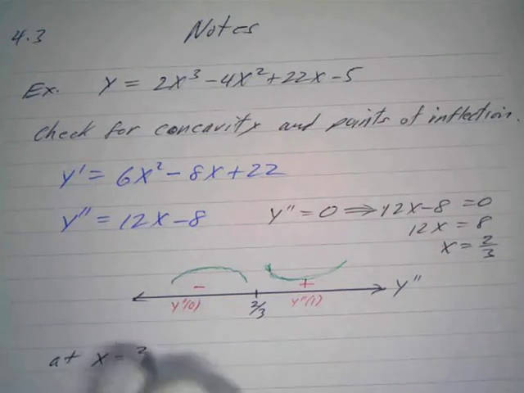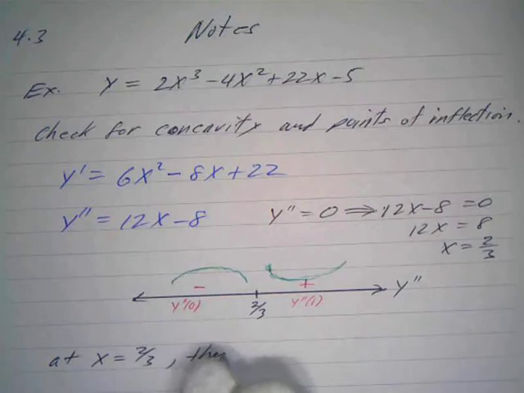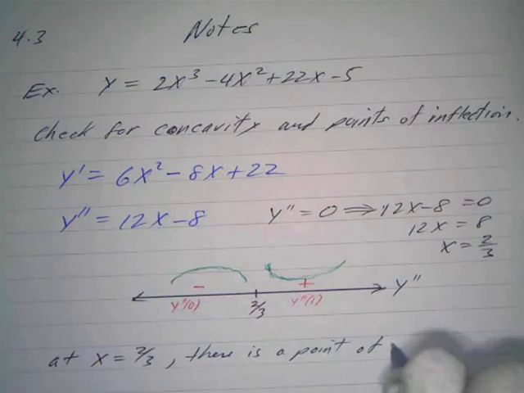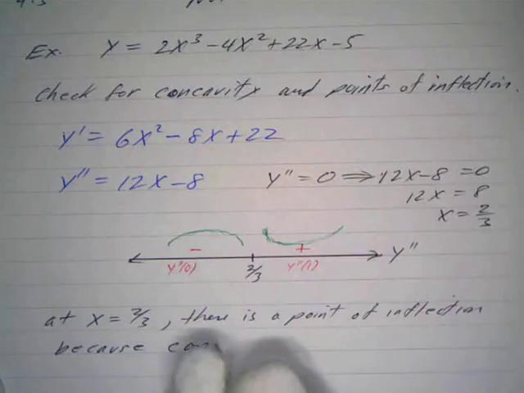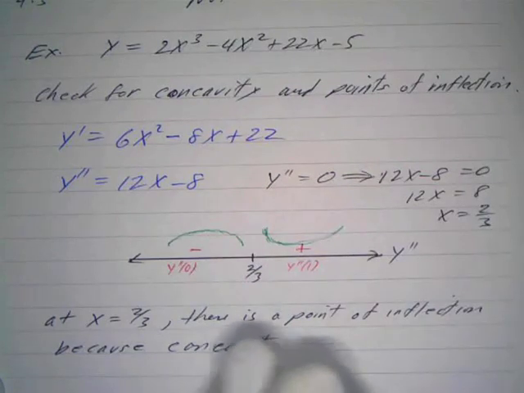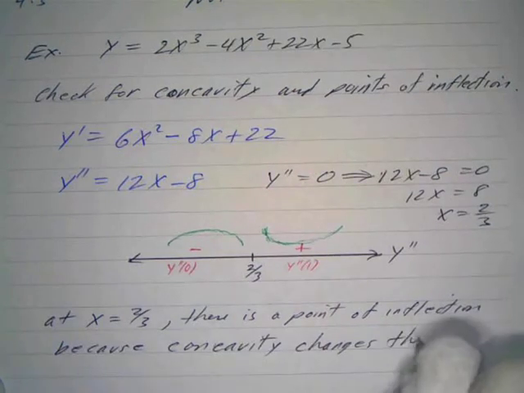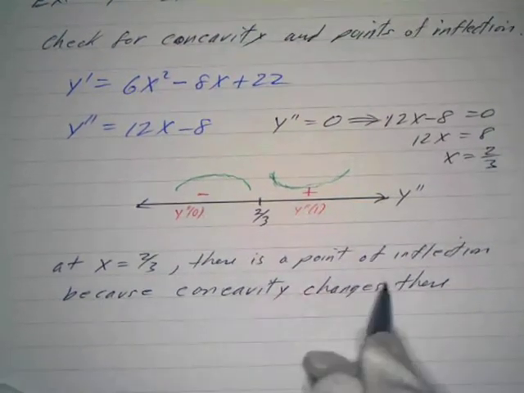At x equals 2/3, there is a point of inflection because concavity changes. So when x is 2/3, we can find the y value later. So that's a point of inflection.